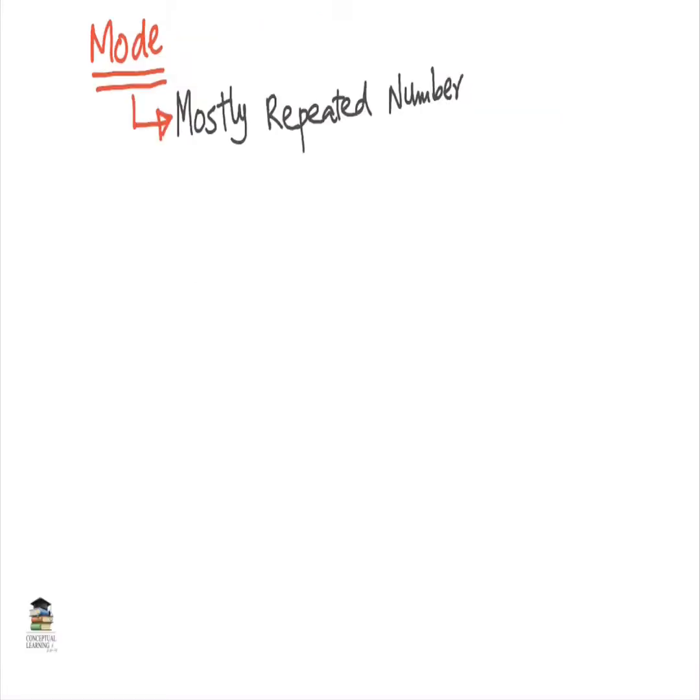Okay, so what is mode? Mode is the most repeated number. If we have a set of numbers with many numbers inside, we try to see which number is repeated quite often. For example, we have a set of numbers where many numbers are repeated, but then we can find the number which is mostly repeated. The number which is mostly repeated is called the mode.